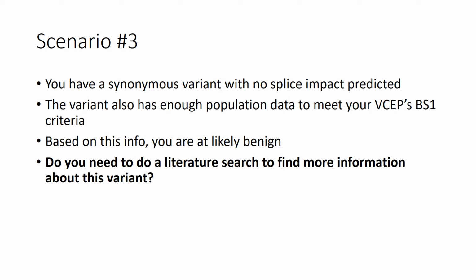All right, let's go to scenario number 3. We have a synonymous variant that has no splice impact predicted, so we have BP4 and BP7. The variant also has a lot of population data, and it meets your VCEP's BS1 criteria. So based on all of this information, you are at a classification of likely benign. The question here is, do you need to do a literature search to find more information about this variant?